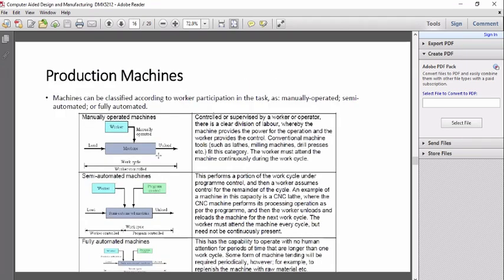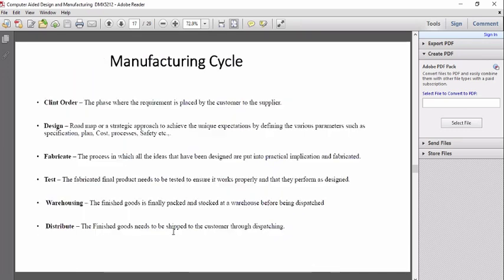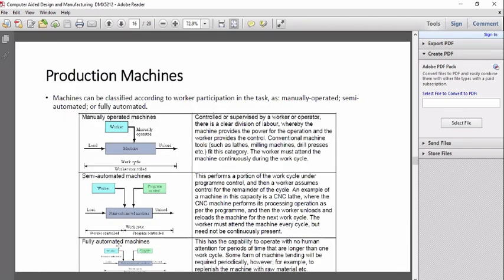There are different types of production machines: manually operated machines, semi-automated machines, and fully automated machines. You know what these are? Manually operated machines need a human operator to be there to operate. In a semi-automated machine, the operator supports the machine to get part of the work done. In fully automated machines, the work can be done without human attention or interference, you just need somebody to monitor, that's all.